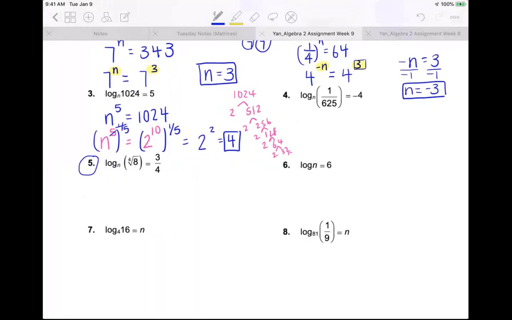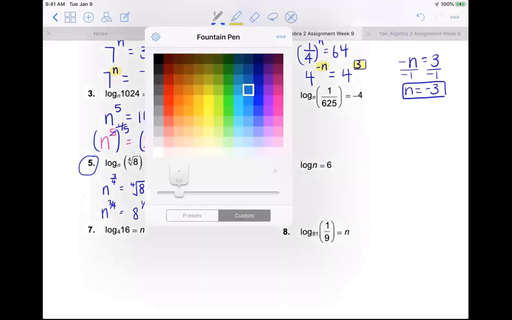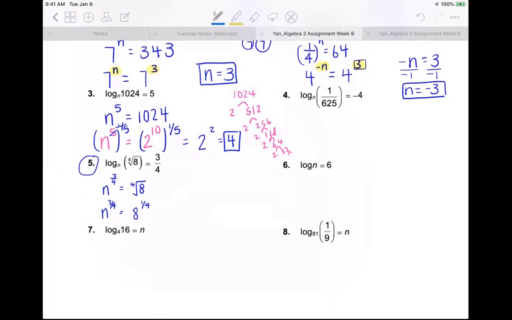We're gonna rewrite it first. We got n to the 3/4 equals the 4th root of 8. Remember earlier we said the 4th root of 8, let's rewrite it as 8 to the 1/4. Can we do something to 8? Actually, no, we don't have to. We can just do what we did at the top to solve for n.